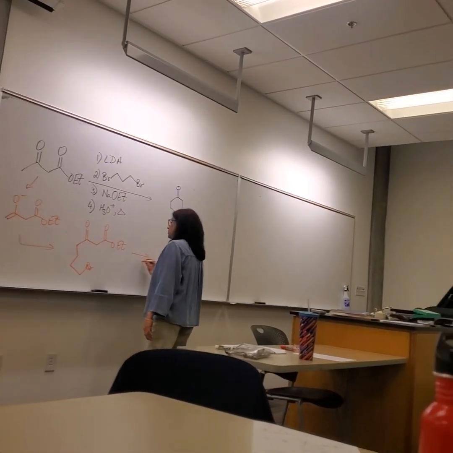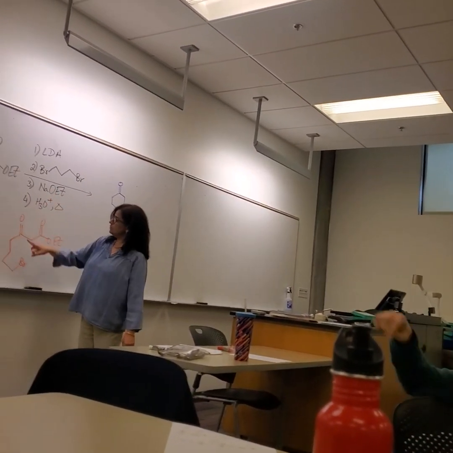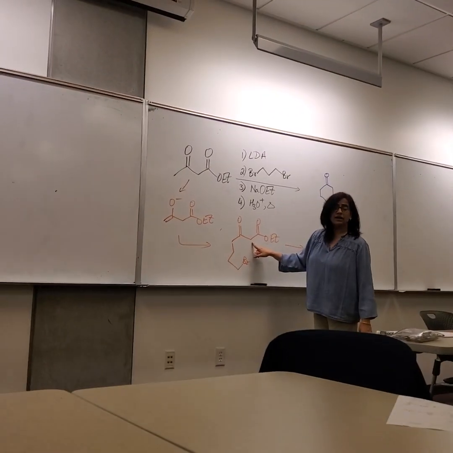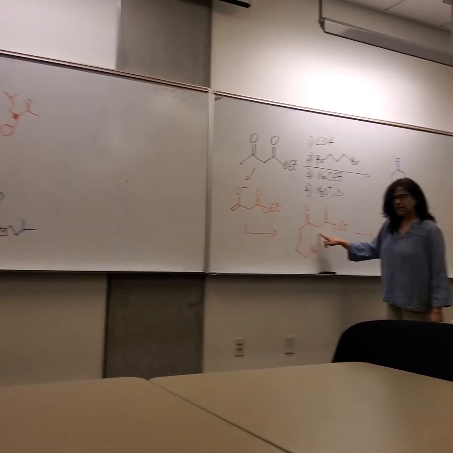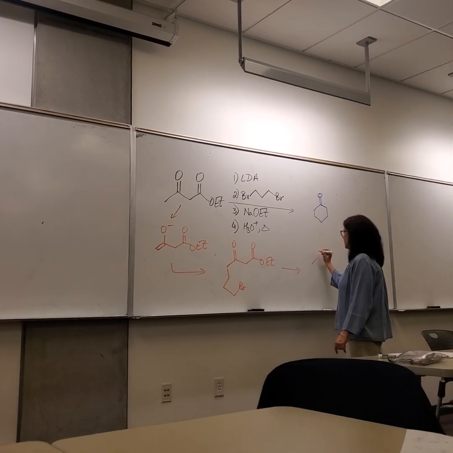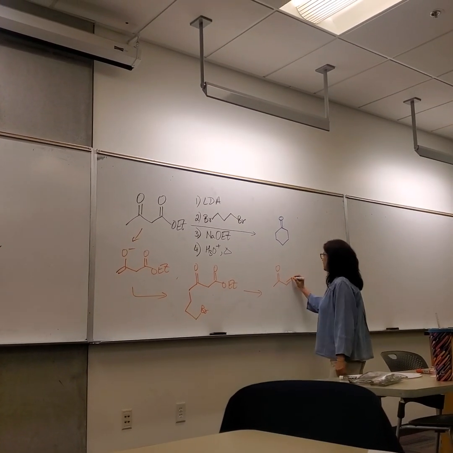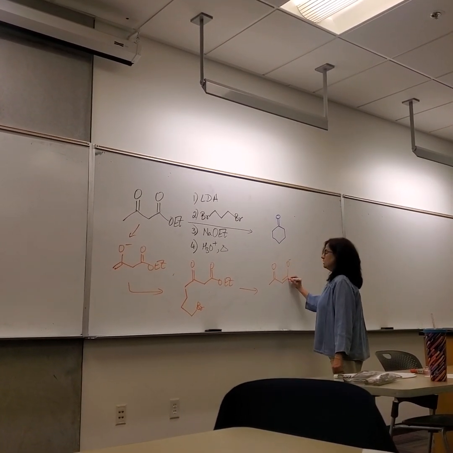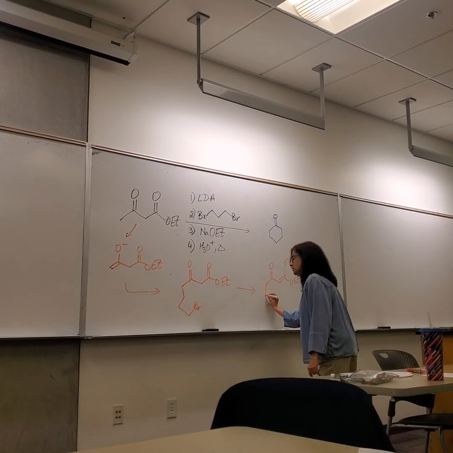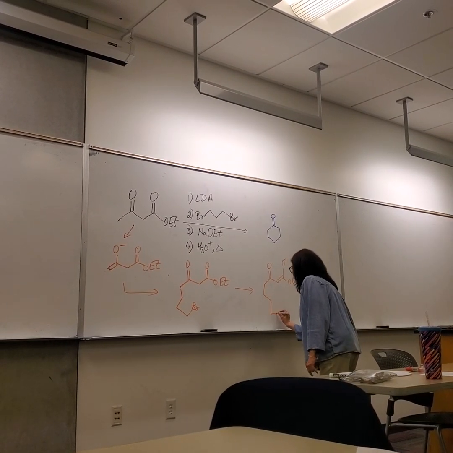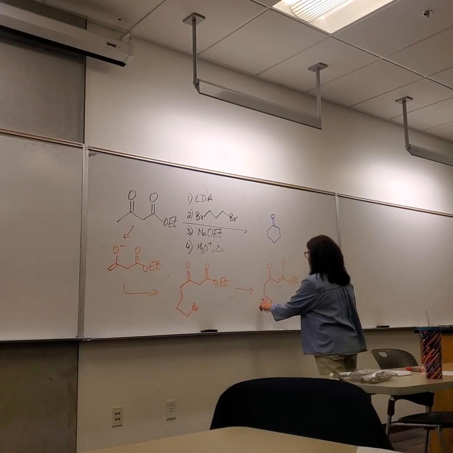Another deprotonation. But where? Is it deprotonating here or inside? Inside, because that's a weaker base, so that's the more acidic hydrogen. So it's creating an enolate, but it's creating it on the inside alpha carbon. 1, 2, 3, 4. Agreed?